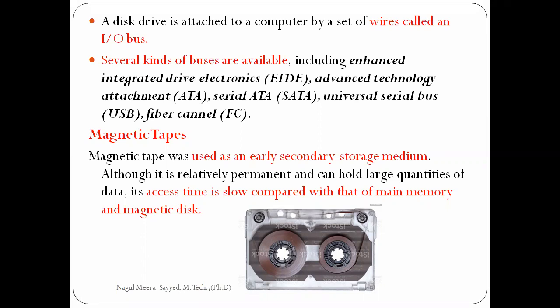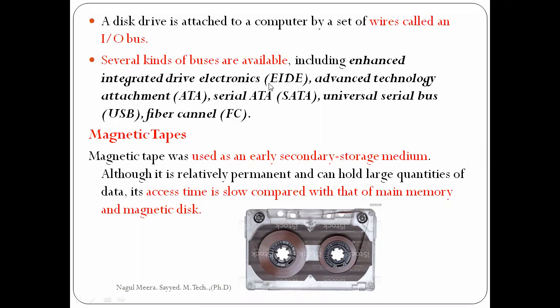Now, there are different types of IO buses, from old generation to new generation. Here there are four types of buses presently in use. First one is EIDE, next one is ATA, next one is SATA, next one is USB. We know about this USB.